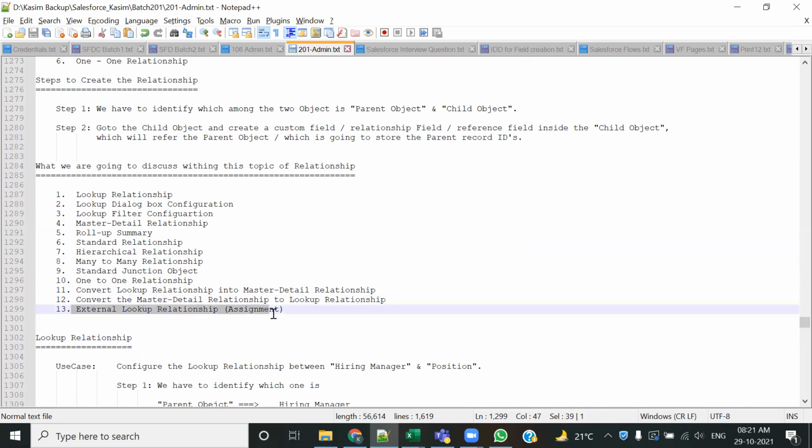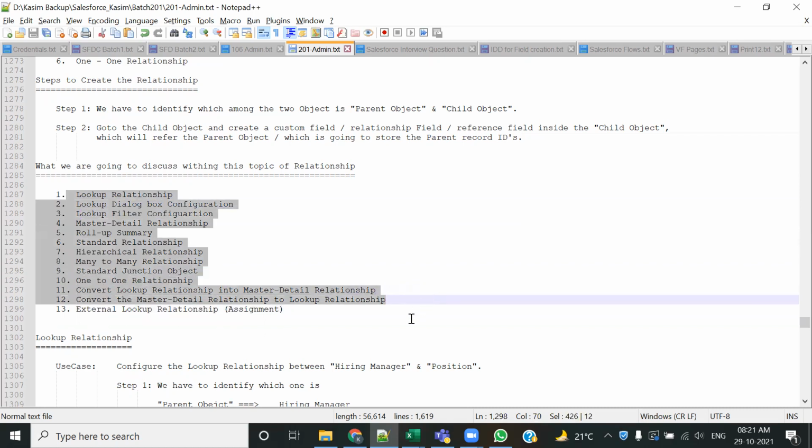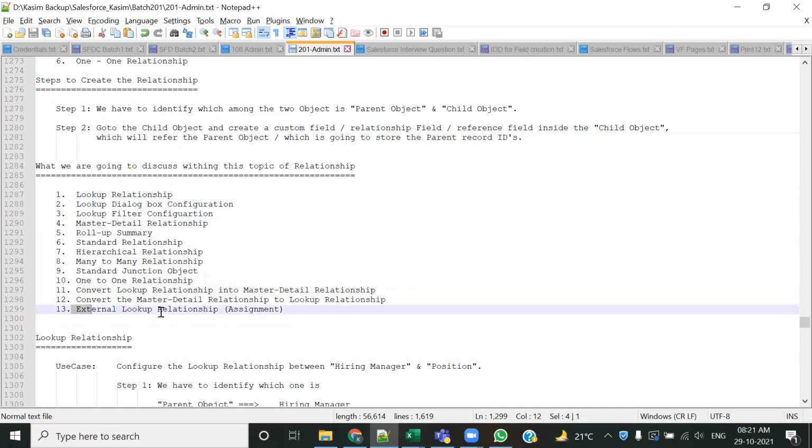External lookup relationship is something which I'm going to give you as an assignment. You don't have to do it right now, but once you complete the entire thing, including the conversion part, I'm going to give it to you as an assignment. You need to find out what exactly an external lookup relationship is, what the purpose of using it is, and in what scenario I should go with it. How to set it up is as good as a normal lookup relationship. The creation part is the same. So when I cover the lookup relationship, this is also going to get covered.